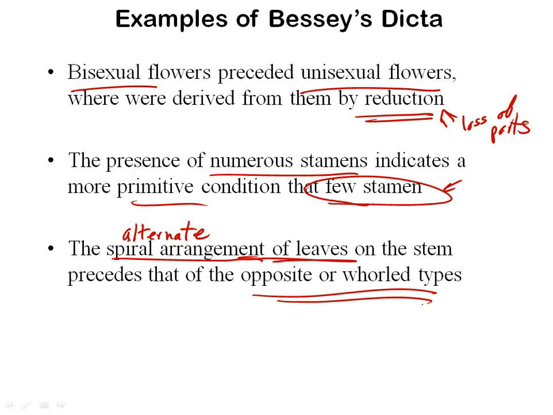is primitive. It may be that there has been a complex evolution in certain groups where you've started with bisexual flowers, you produced unisexual flowers, and bisexual flowers evolved again within that group. Multiple kinds of reversals like this are possible according to current thought and evidence. And so you can't make dicta that are very simple like this and give unidirectional indications. Bessey's dicta are not well accepted.